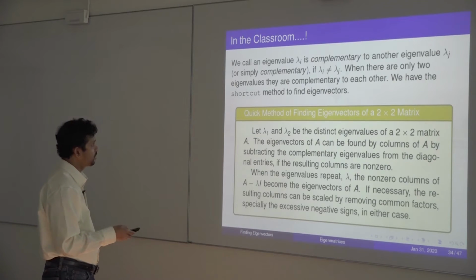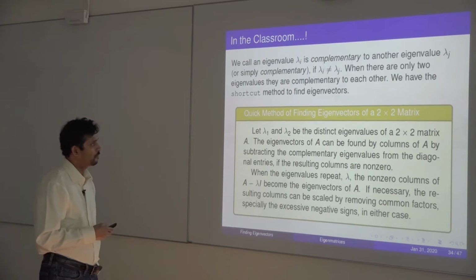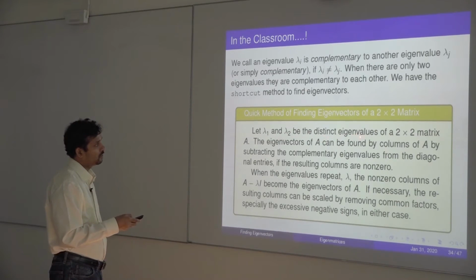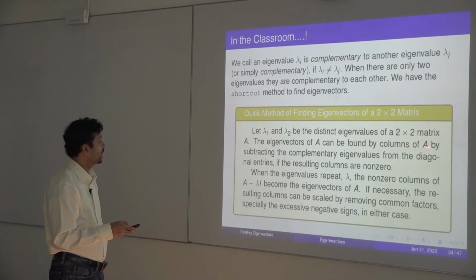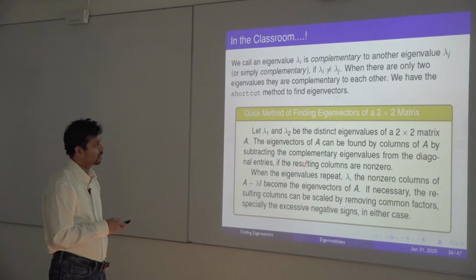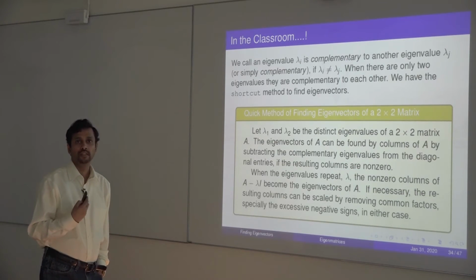So that means we can have this shortcut formula, or the quick method, for 2 by 2 matrices. Let lambda 1 and lambda 2 be the distinct eigenvalues of a 2 by 2 matrix A. The eigenvectors of A can be found by columns of A, by subtracting the complementary eigenvalue from the diagonal entries, if the resulting columns are non-zero.